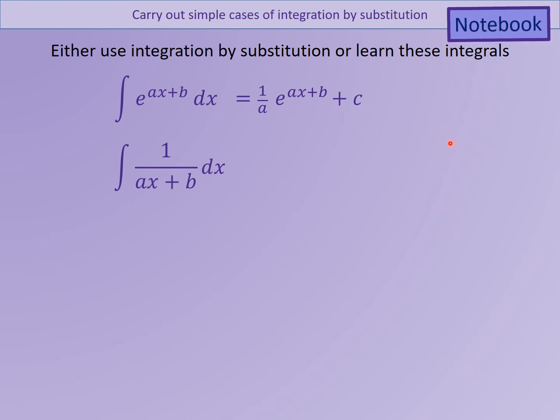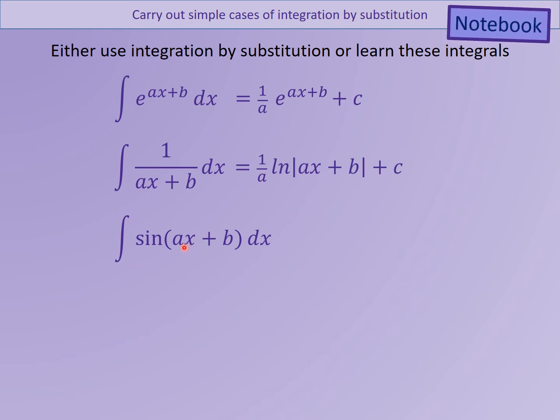Ax plus b being your substitution, see what you get, and lo and behold, we get 1 over a ln ax plus b. Because you think of it as a bit of 1 over u, it's the same sort of idea. What about sine ax plus b? If you want to pause it again, what happens to that then? Well, we end up with 1 over a cos ax plus b, and because it's sine, it goes to minus cos ax plus b plus c.